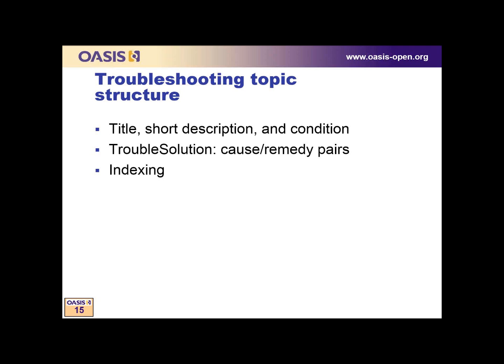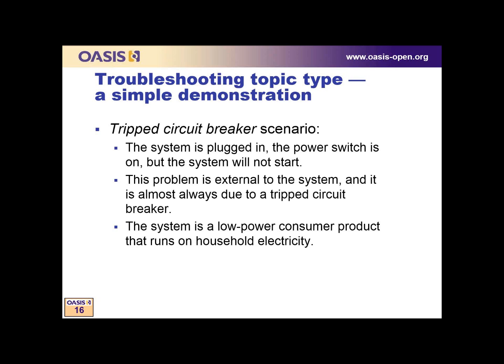So here is our structure. We have title and short description, which is pretty much standard for DITA. And then inside the body of the topic we have condition followed by trouble solution. Trouble solution is a wrapper element that encompasses cause and remedy pairs. Also, I'm going to talk about the role of indexing. There's nothing special here, it's just that I want to give some additional emphasis to using it for troubleshooting.